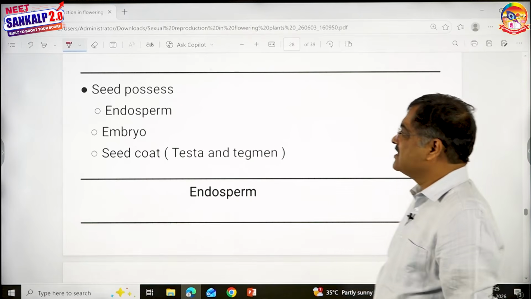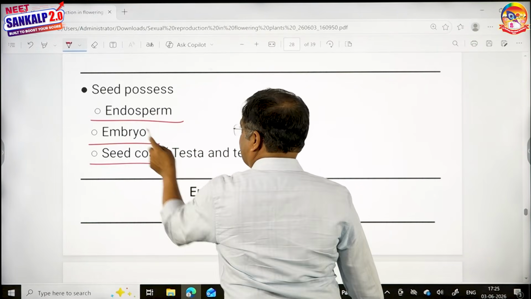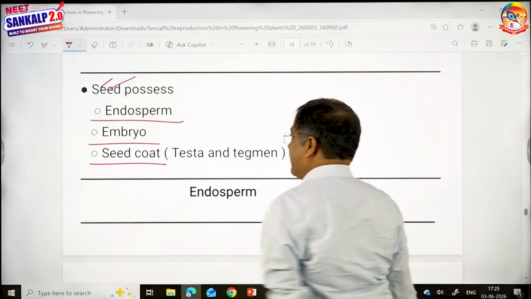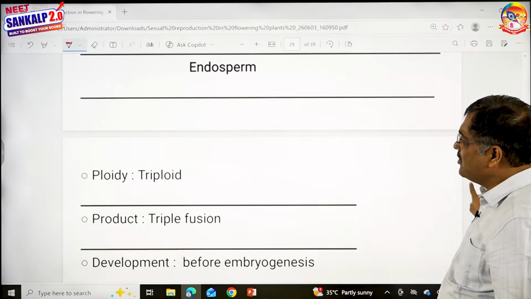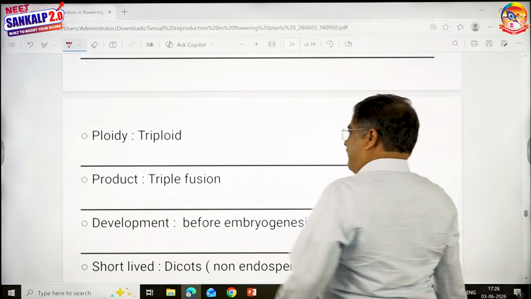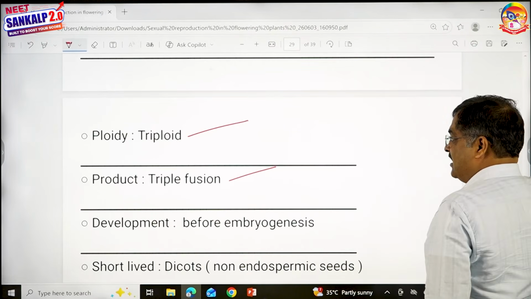The final products of sexual reproduction are fruits and seeds. Now, what does a typical seed possess? A seed will have endosperm and embryo along with the seed coat. E for endosperm, E for embryo. All right, apart from that, seed coat. Now, coming to the endosperm. Come on, you know it. Ploidy is triploid. The product is of triple fusion.